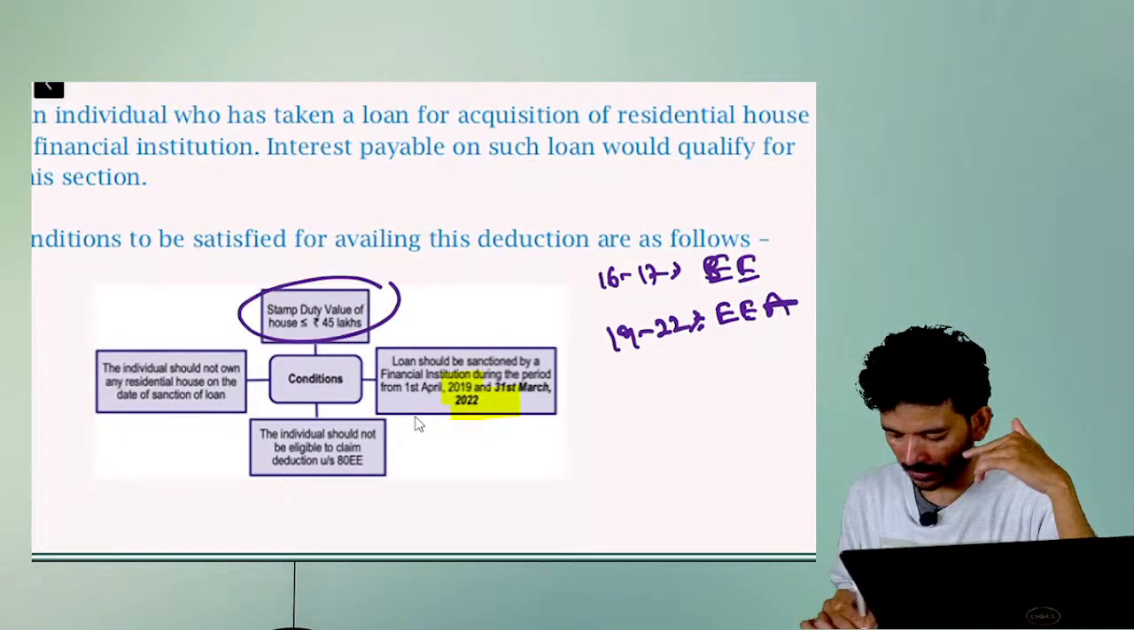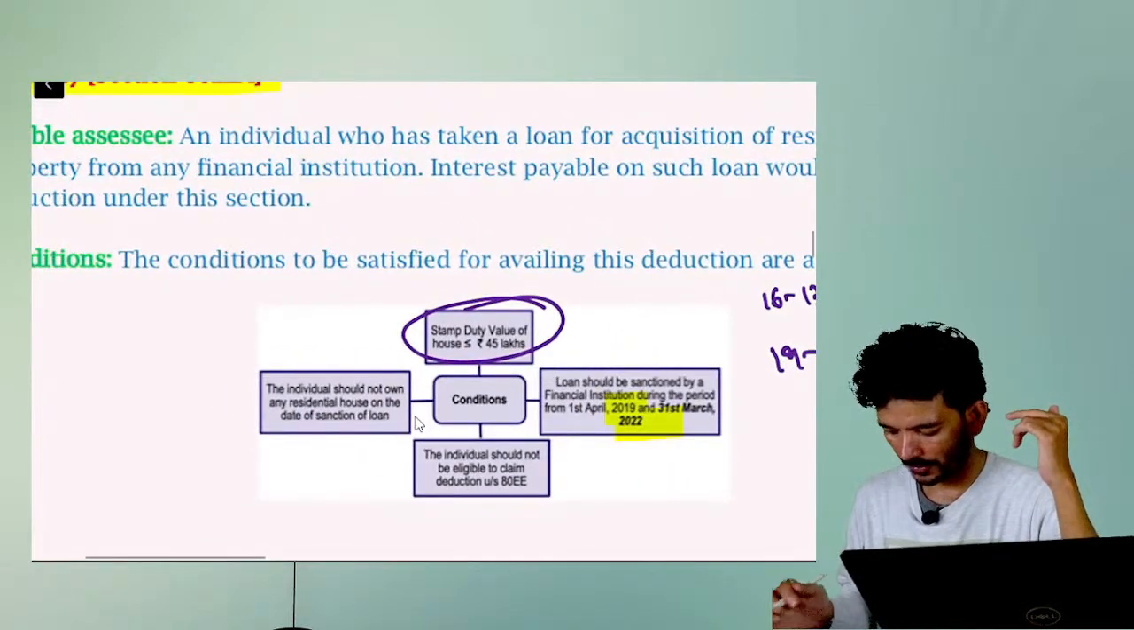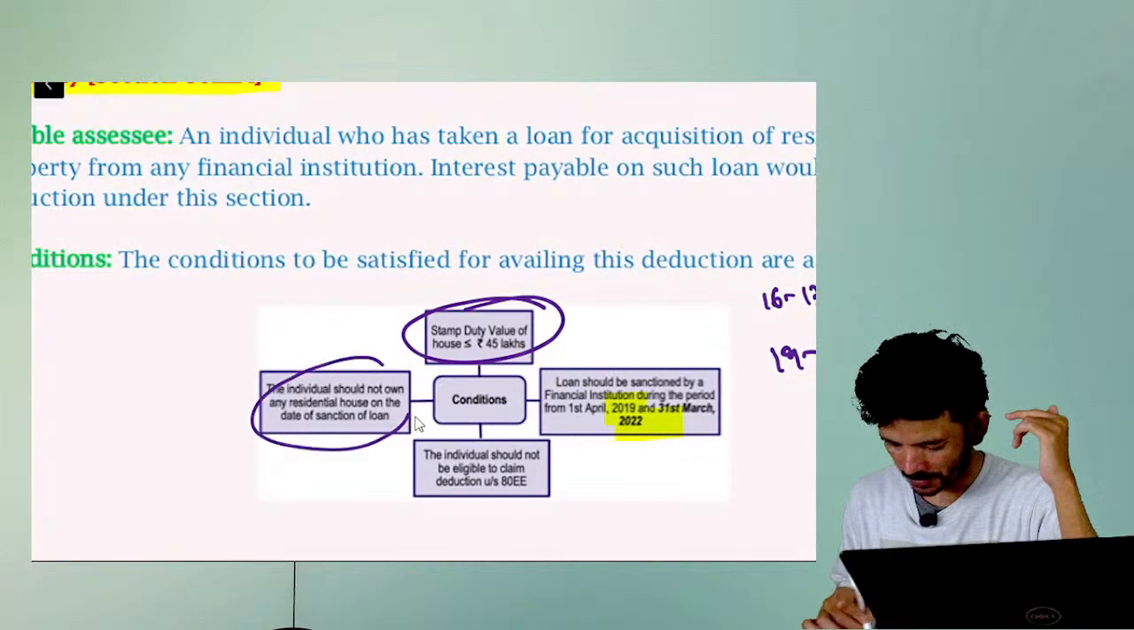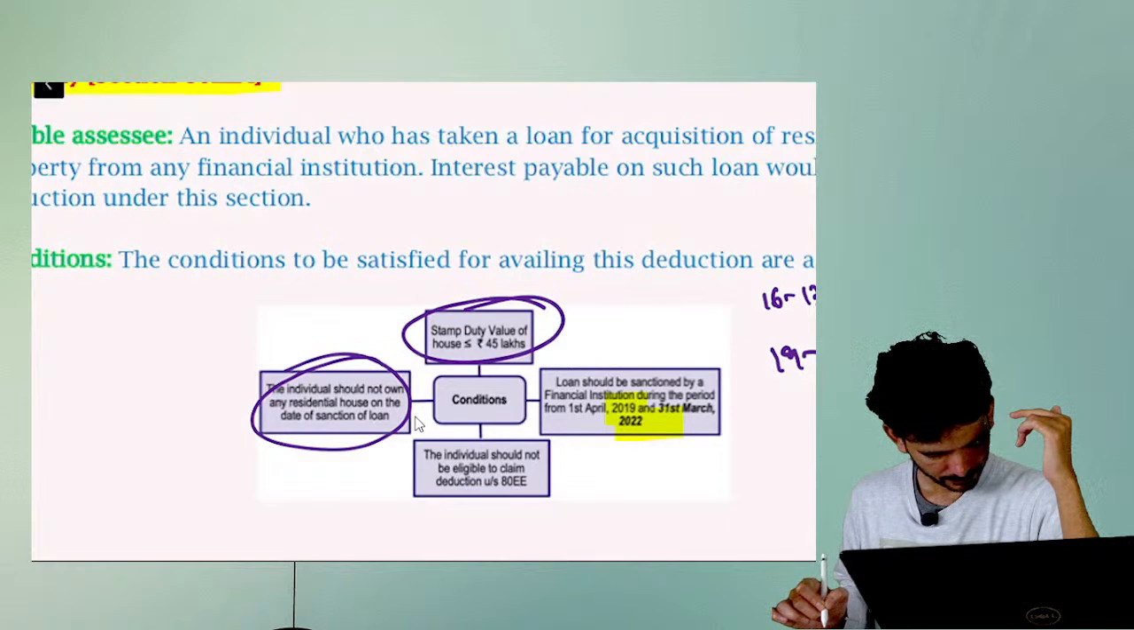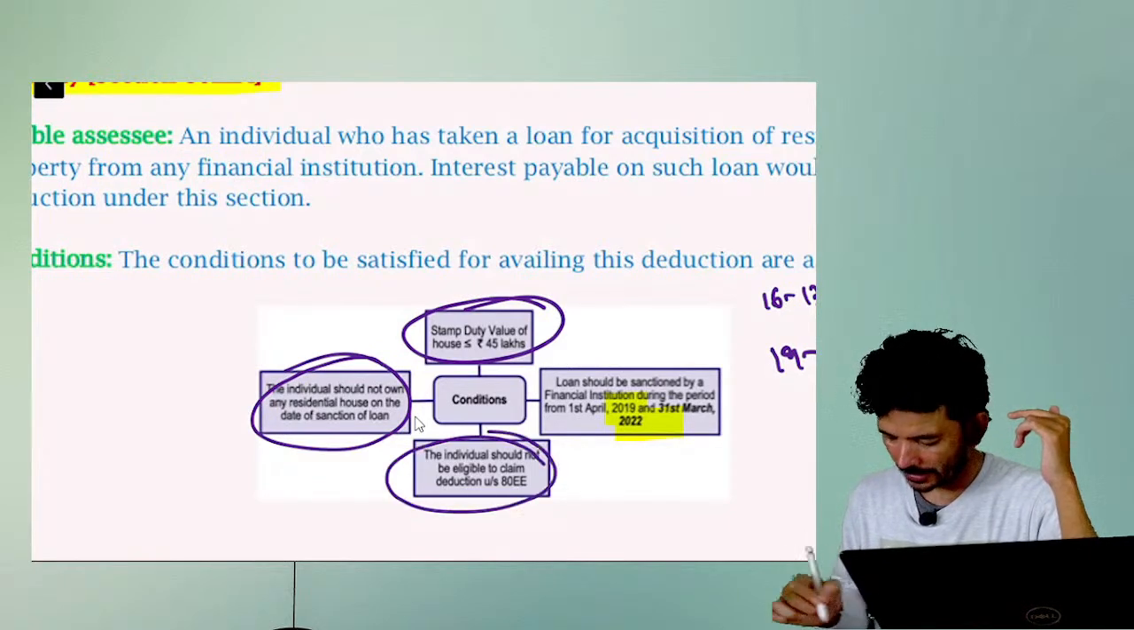The stamp duty value of the house should not be more than 45 lakhs, and you should be a first time buyer. You should not be taking a loan under 80E, obviously.